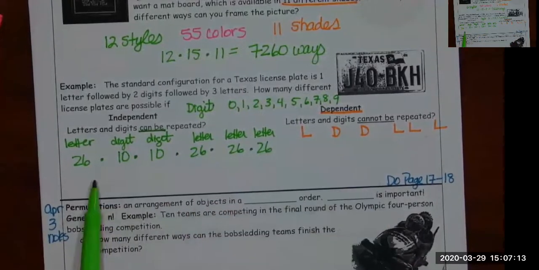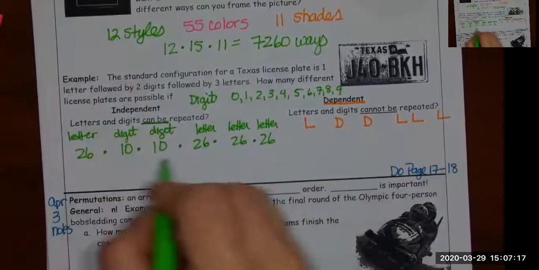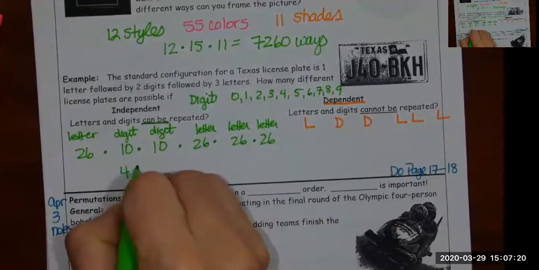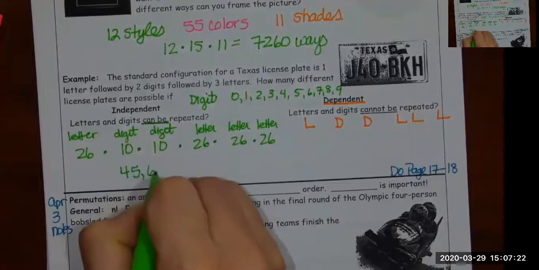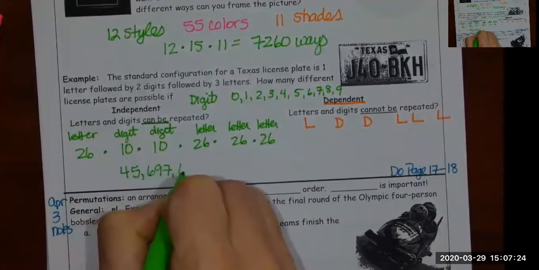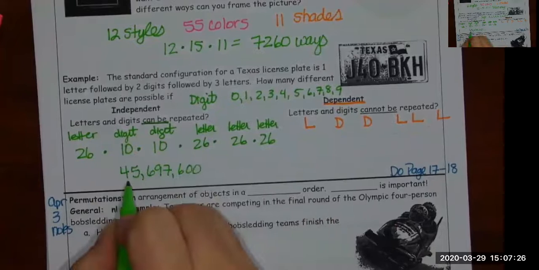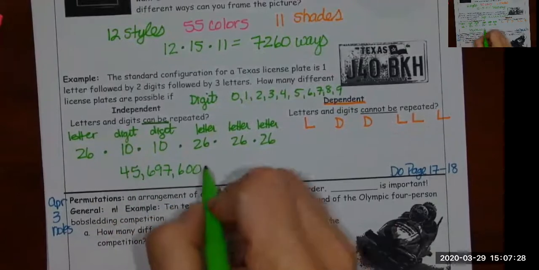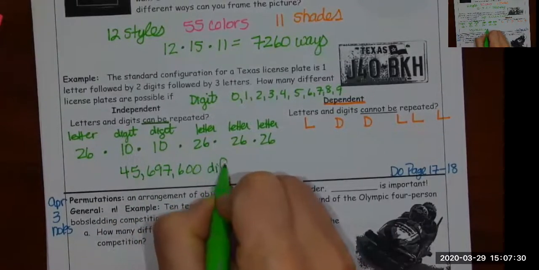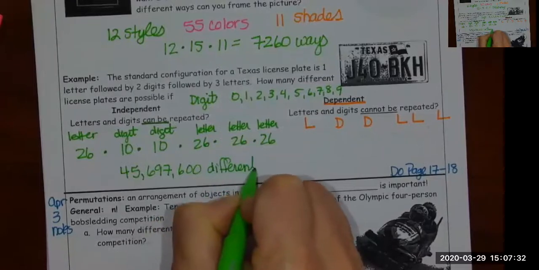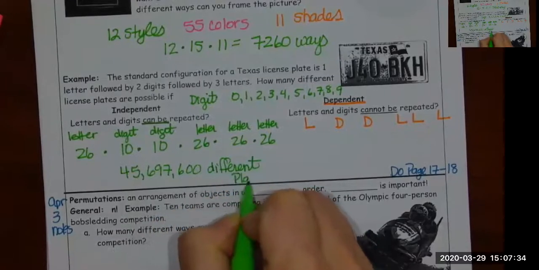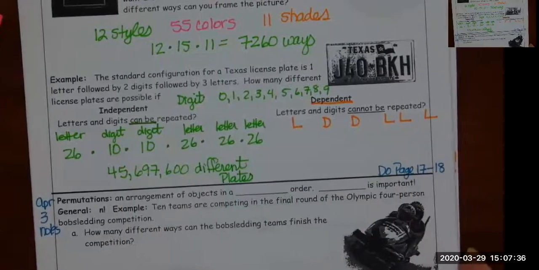As you can see, you would not want to do a tree diagram with this. It would be huge. So if you multiply those all out, you're going to get a big number. 45,697,600 different plates. See, it doesn't sound like a lot, but we can definitely have enough, right?